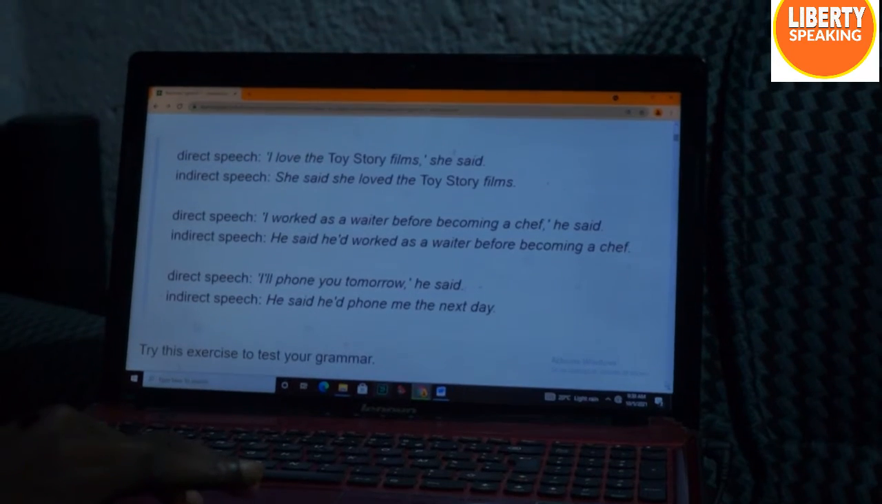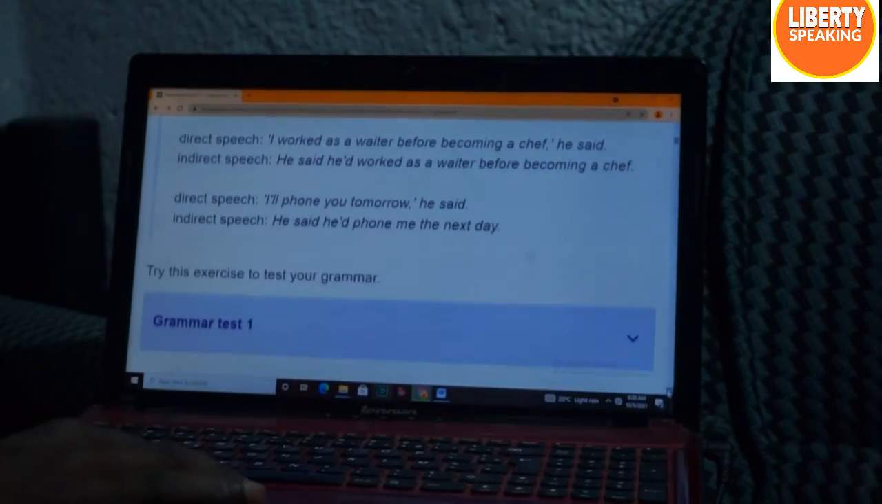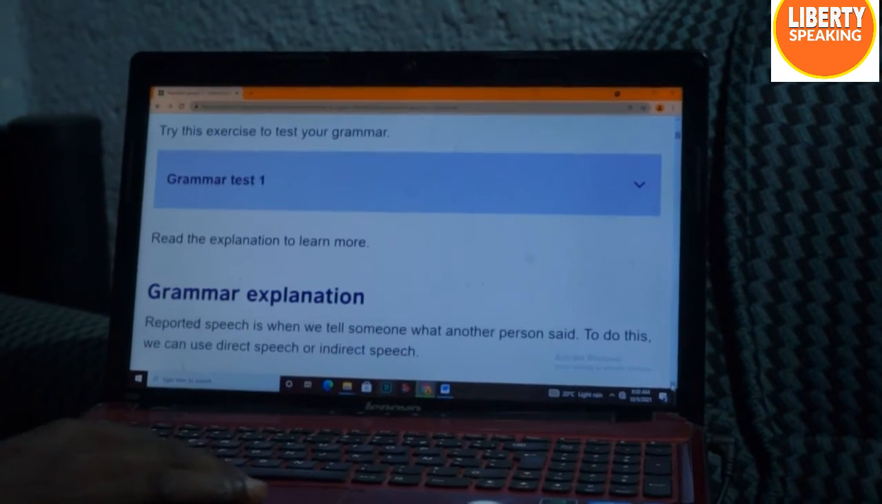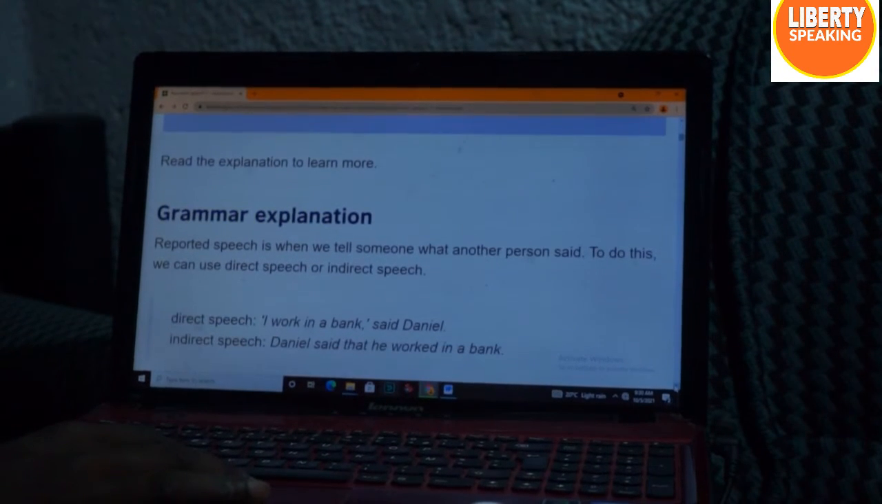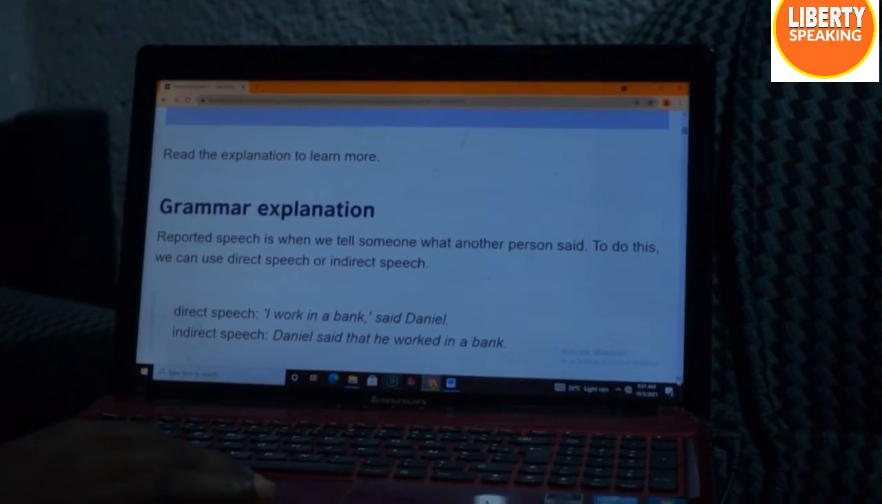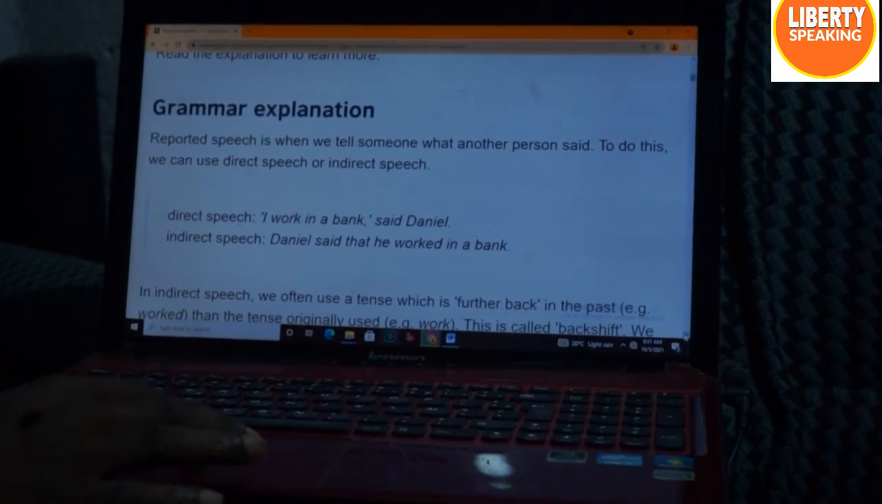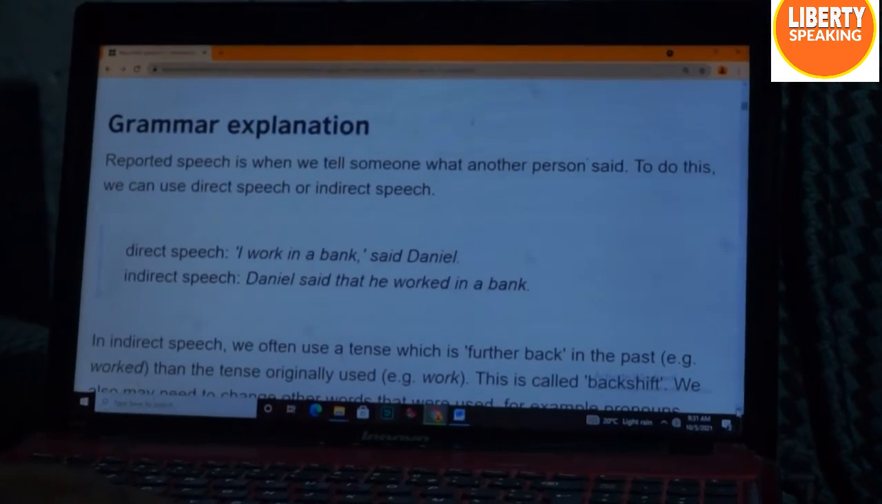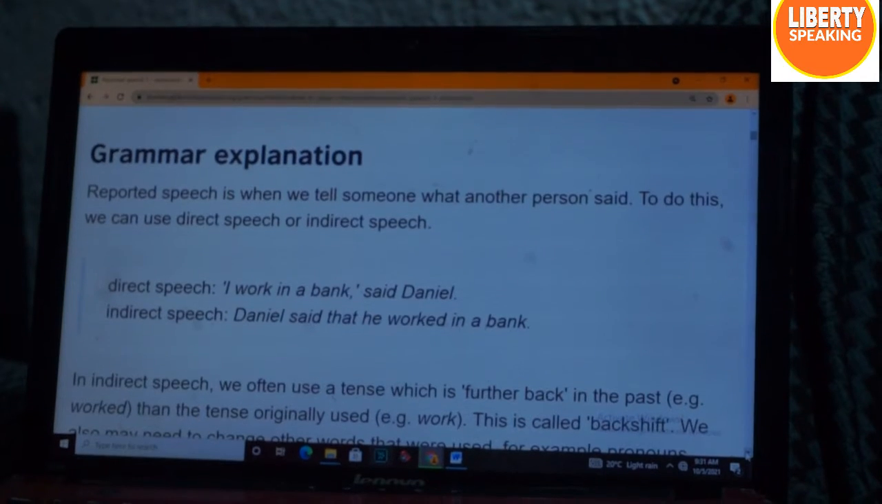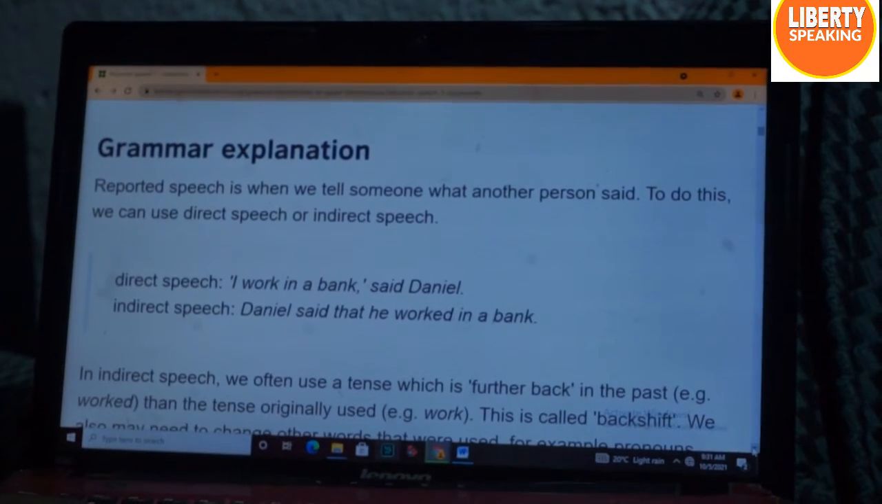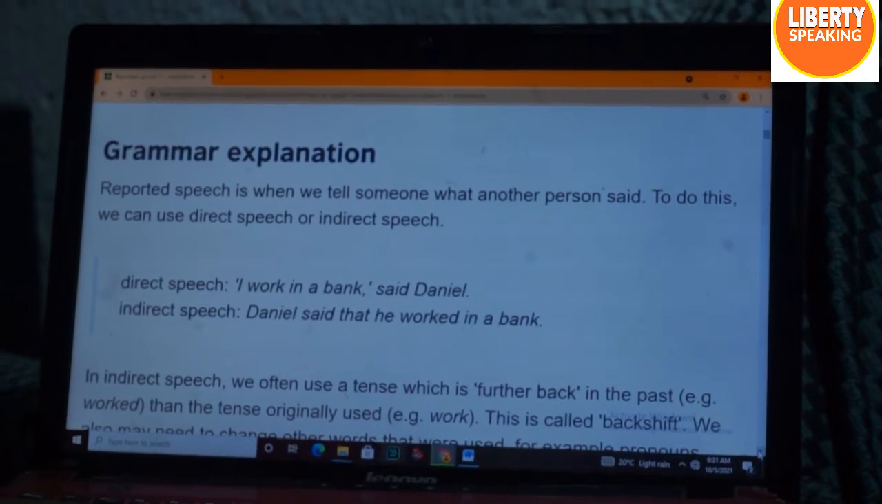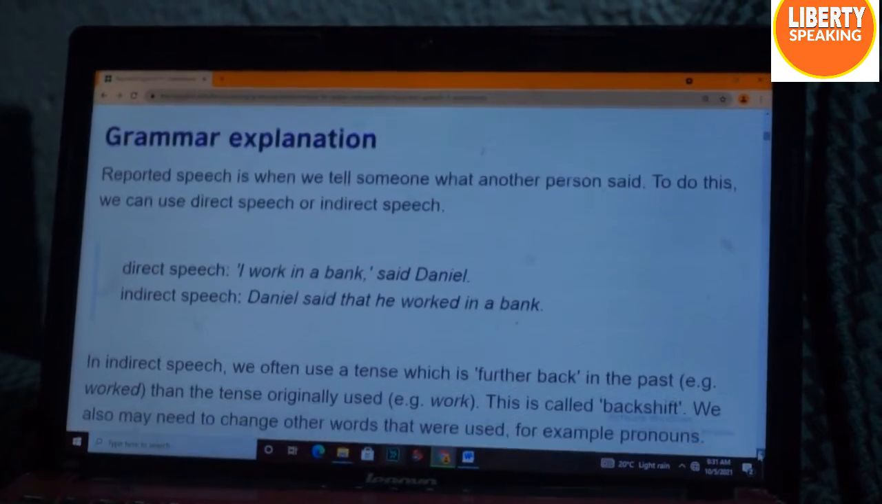Dear students, I hope you are following well. Try this exercise to test your grammar. This is Grammar Test 1. Read the explanation to learn more. Grammar explanation: Reported speech is when we tell someone what another person said. To do this, we can use direct speech or indirect speech.